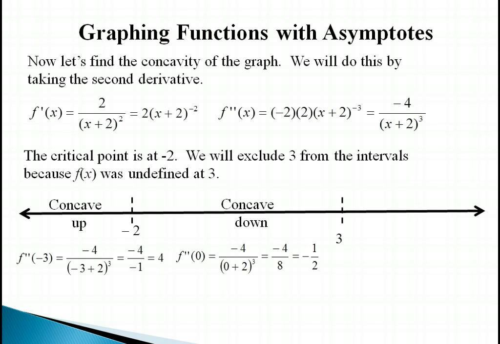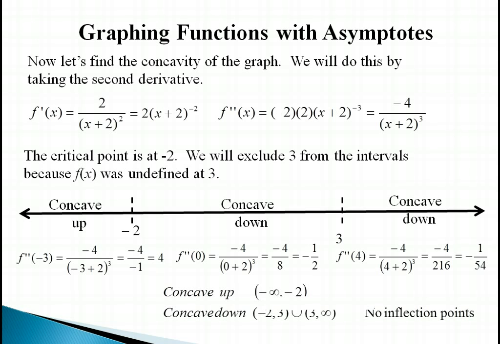But we'll go ahead and check it just to verify. And I chose to put in a 4 and got out another negative, so it is concave down on that interval as well. We just can't include 3 in our intervals because it's not a point on our graph. And in this case we have no inflection points because the only place where it changed concavity was at negative 2, which is where we have an asymptote, so there's no points there. So we just have concave up from negative infinity to negative 2 and concave down from negative 2 to 3 and then again from 3 to infinity.